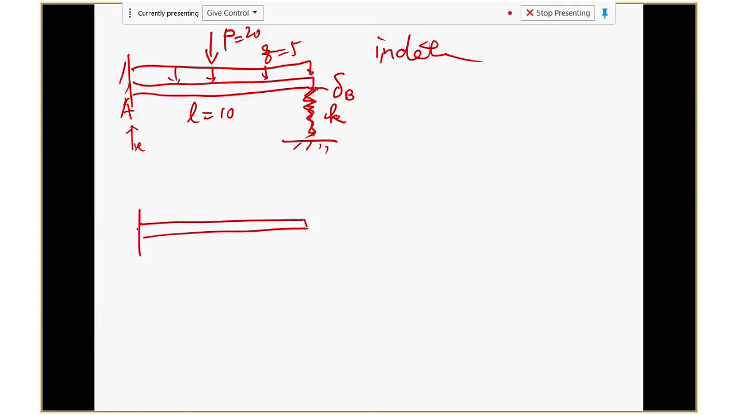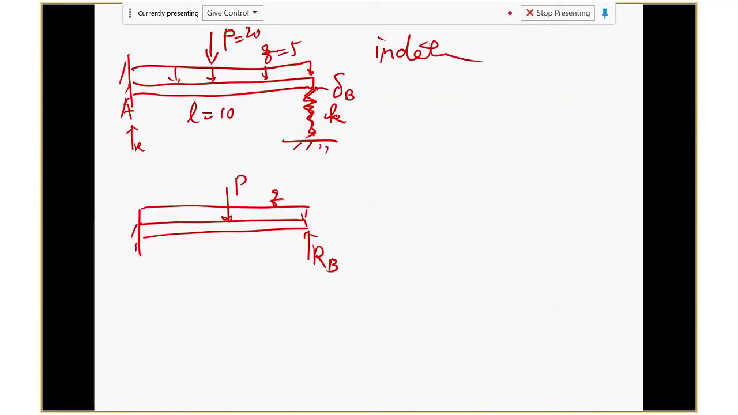So if you take away the spring, then your beam will be like this. You replace the spring with a reaction, which we call RB. That's the reaction of the spring. Then you're going to have a constant force P here, and you also have a distributed load Q.